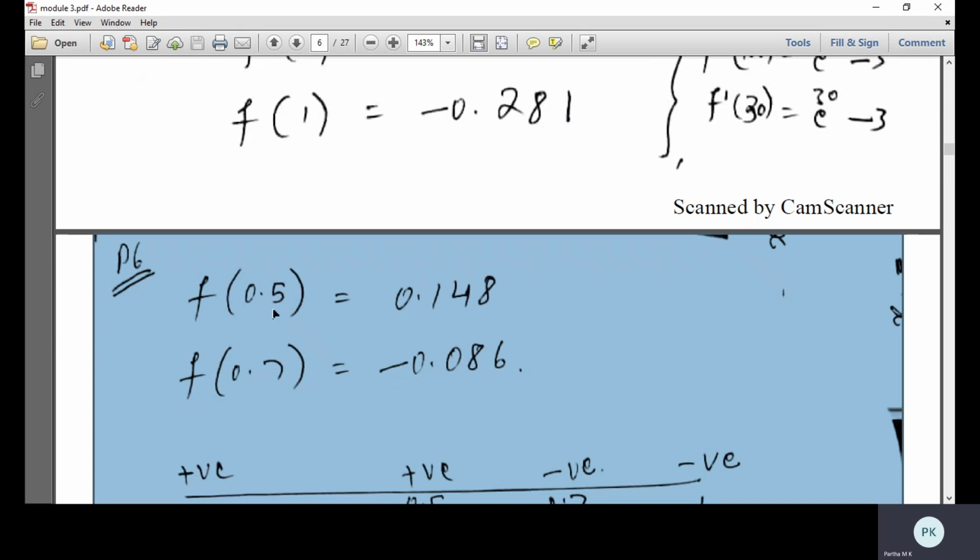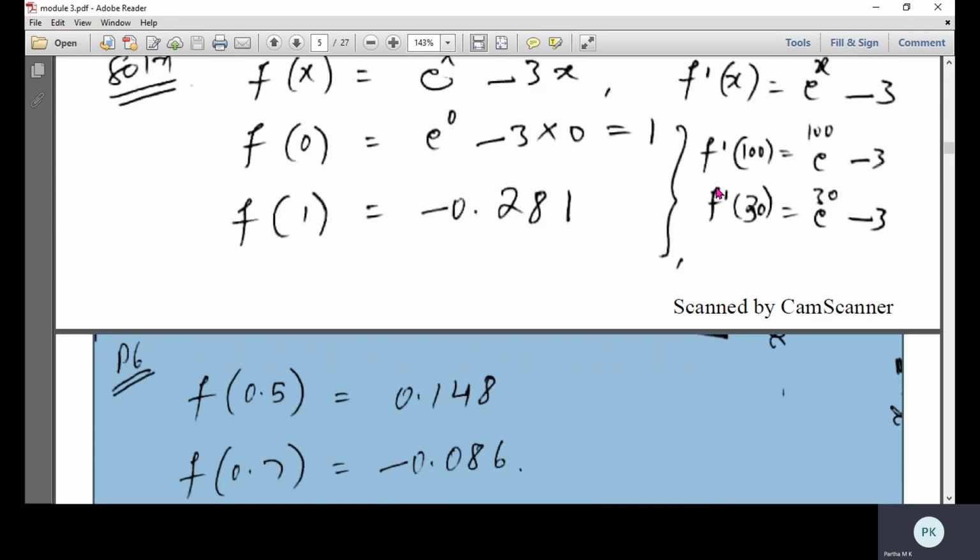Please remember, f of 0.5 means in f(x) you have to put x as 0.5. f of 0.7 means in f(x) put x as 0.7. Here f dash of 100 means in f dash x put x as 100: e to the power 100 minus 3. F dash of 30 means put 30 in place of x: e to the power 30 minus 3.